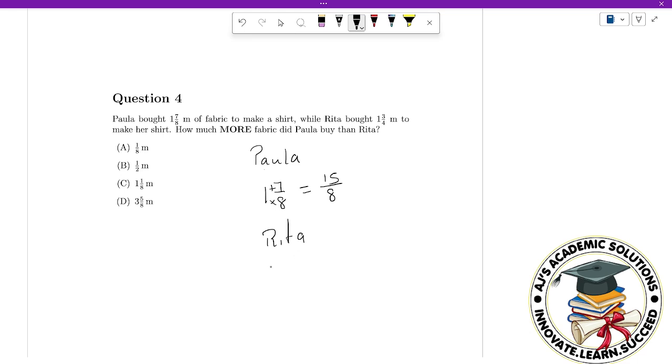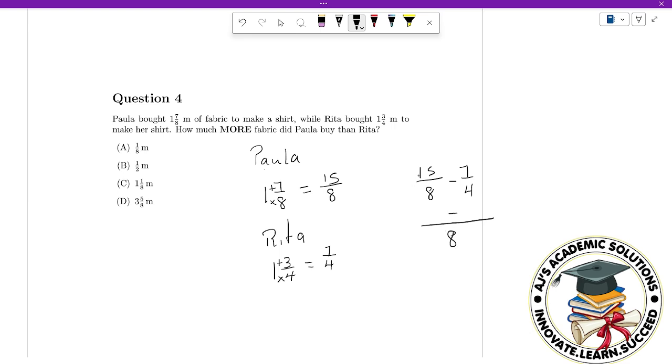And for Rita, it's 1 3/4. So 4 times 1 is 4, plus 3 is 7 over 4. So we're here. So what we'll now do is 15 over 8, subtracting 7 over 4. Applying our LCM, here it is 8.